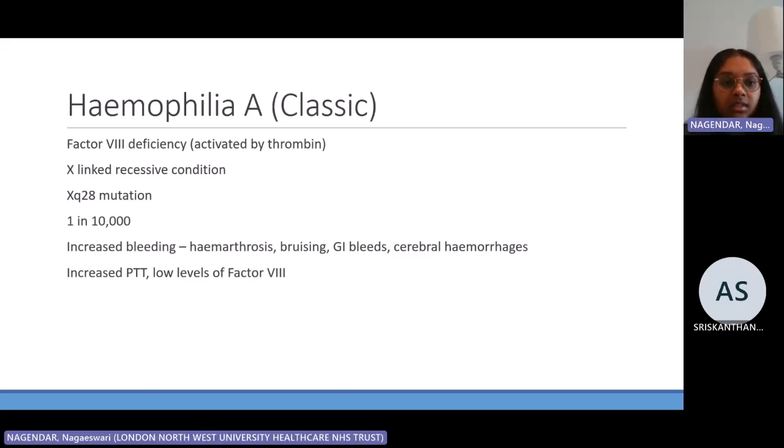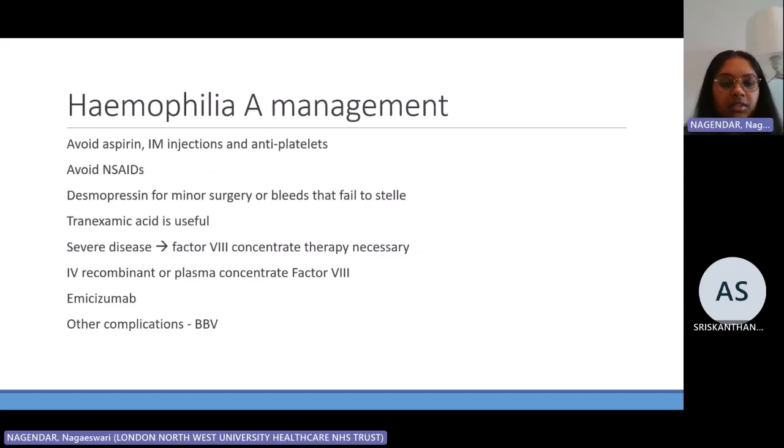And with Haemophilia A, often patients will have an increased prothrombin time. And if you look at the assays of factor VIII in the lab, they'll have low levels of factor VIII. Okay, so just moving on.